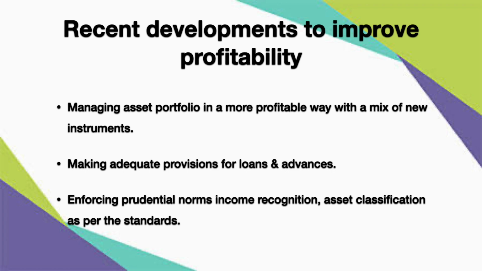If he does not pay, it is a loss for the bank, correct? So how do I recoup that loss? How do I cover up that loss? By making enough provisions or reserves for loans and advances given. Number three, enforcing prudential norms, income recognition, asset classification as per the standards. Since RBI has given certain standards and instructions, it's better for each of the commercial banks to abide by them, especially income recognition and asset classification.